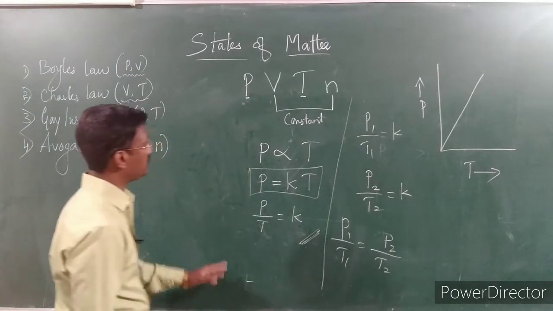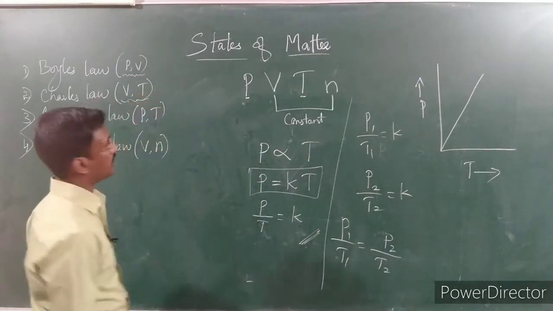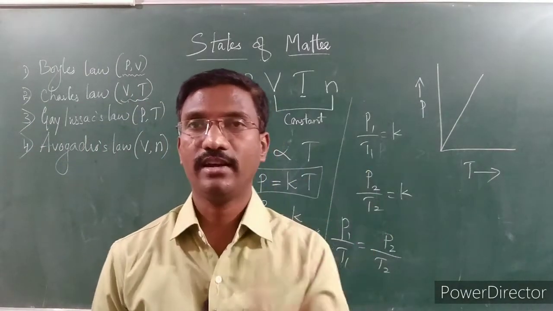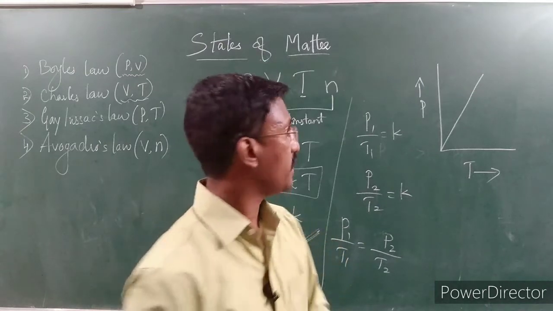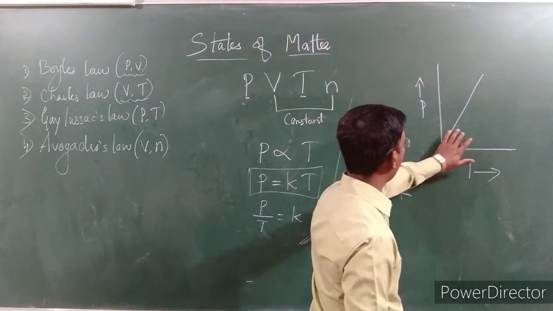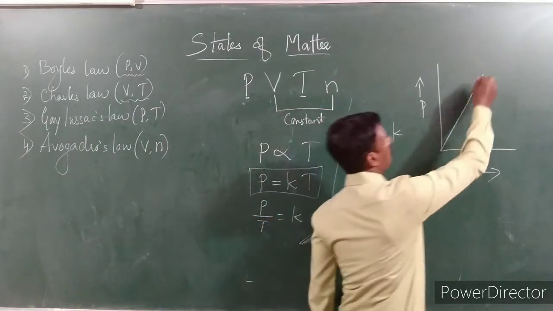Same thing as I did here. In the previous case, the volume and pressure were constant, and for that reason I took P1, P2, P3 as different straight lines. Similarly, here pressure and temperature are varying by a constant value. Think that I am taking that as V1 here.